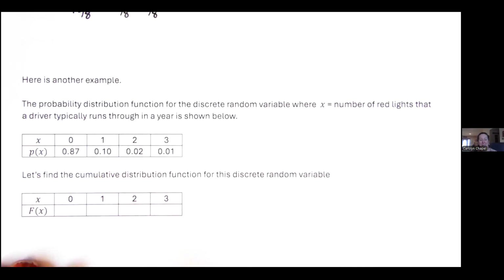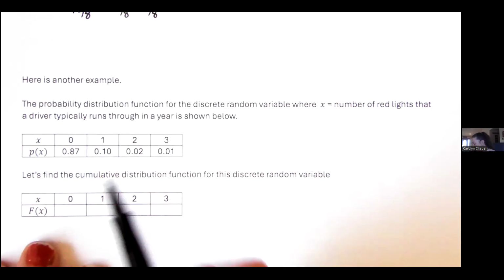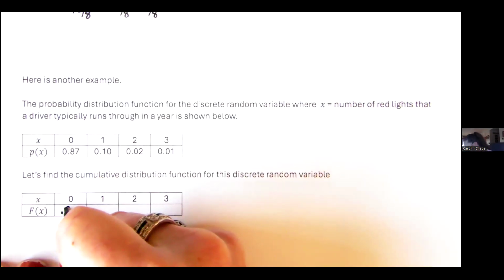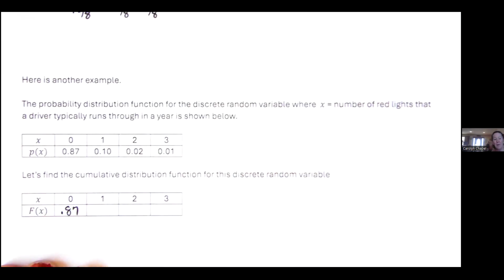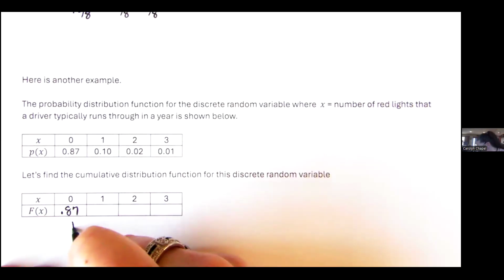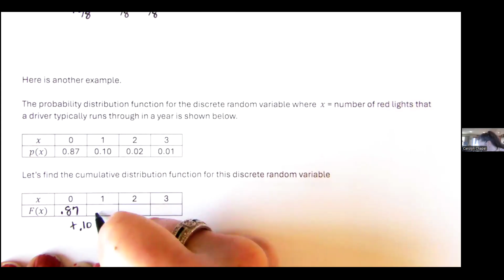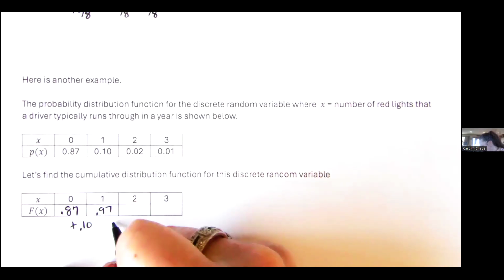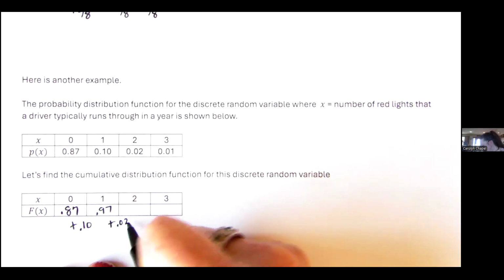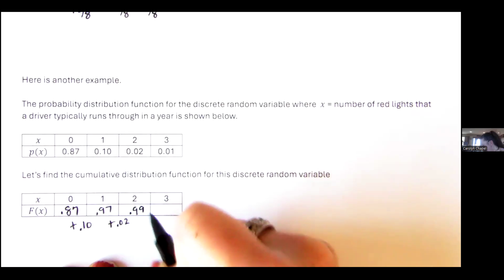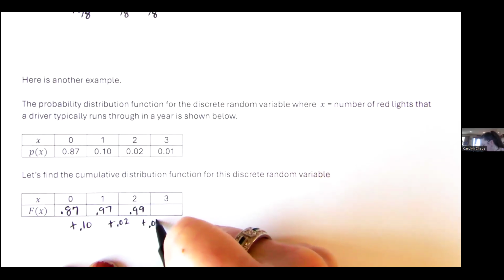So here we're just going to be calculating our cumulative. So again, we are adding up. We're taking that first one at 0.87. Now we're going to add on that 0.10. We're going to add on that 0.02. And then we add on the 0.01.